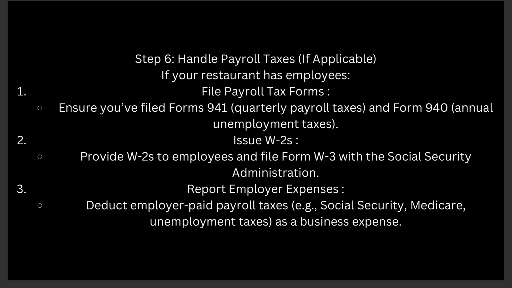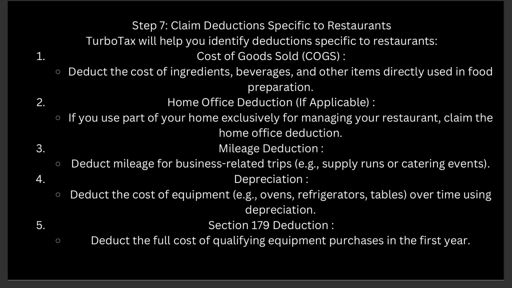Step 6 is to handle payroll taxes if applicable. So follow the on-screen steps to handle your payroll taxes. And step 7 is to claim deductions specific to restaurants. So these are the list of deductions that can be claimed on your tax return.